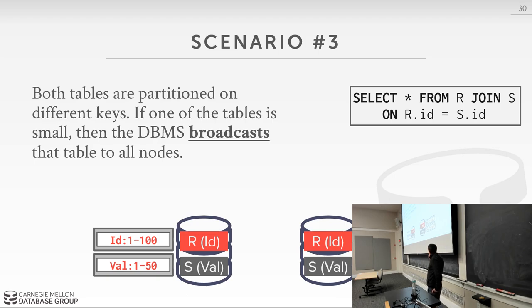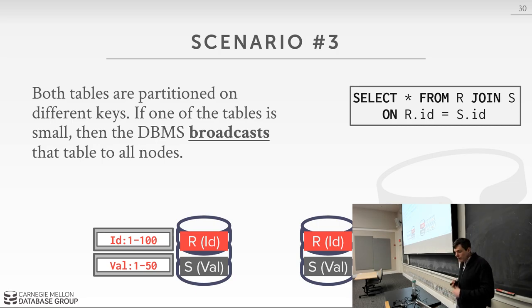No, right? Because for some ID, say ID 99, I have no idea whether it's going to be in here or over here. So the worst thing I could possibly do is, as I'm looping through every single tuple in the outer table, do a broadcast message to every other partition to say, hey, do you have this ID for me? That would be super slow because now every other node is doing the same thing.